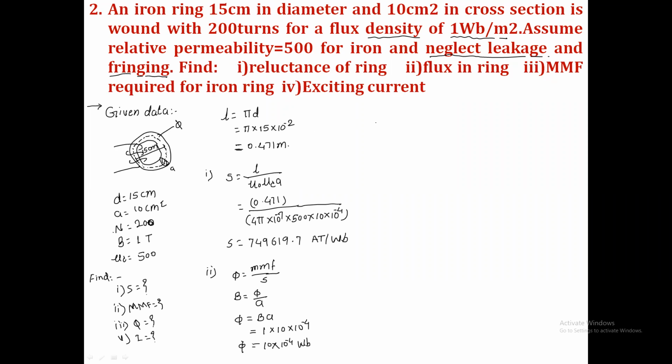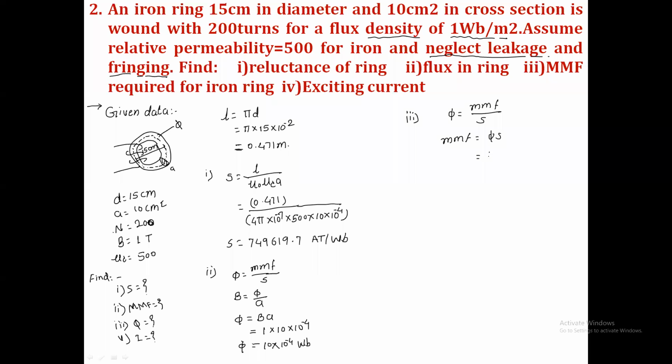Is that clear? Then the third thing, what we have to calculate? MMF required for that iron ring. Even though we know the MMF formula N into I, we don't know I. Then how can you use it? Now you can use our basic formula, phi is equal to MMF upon reluctance. So I can write MMF is equal to phi into S.